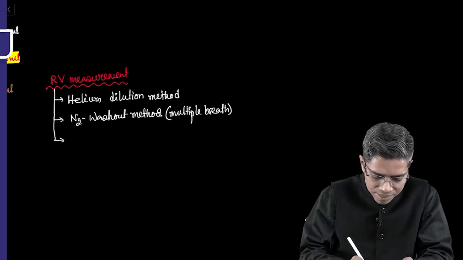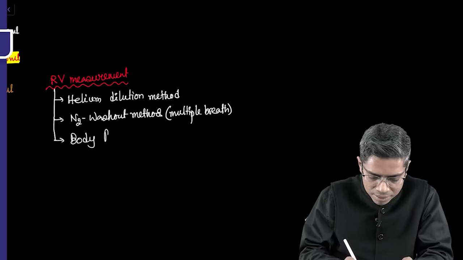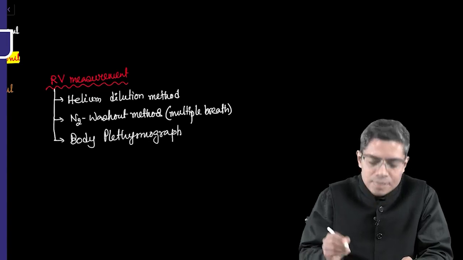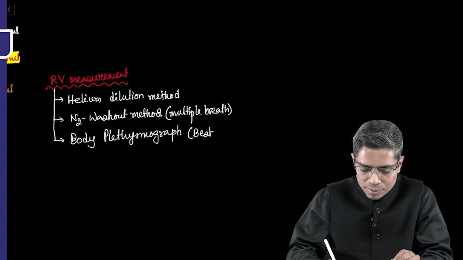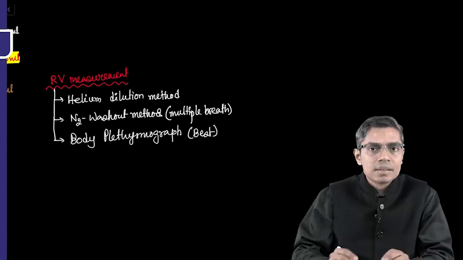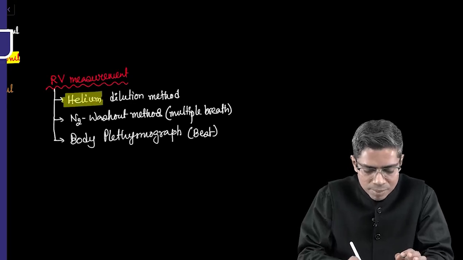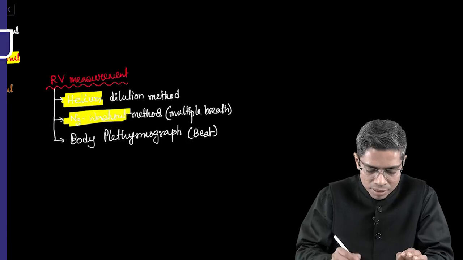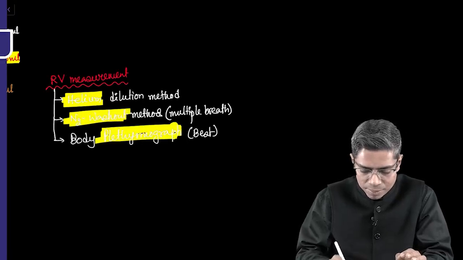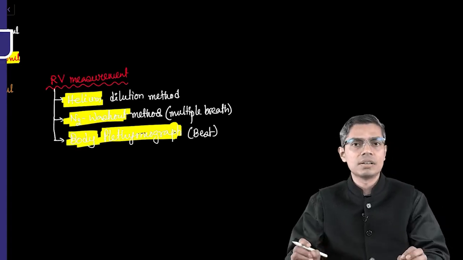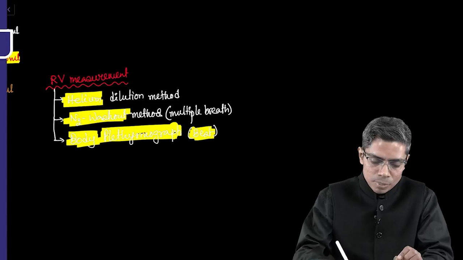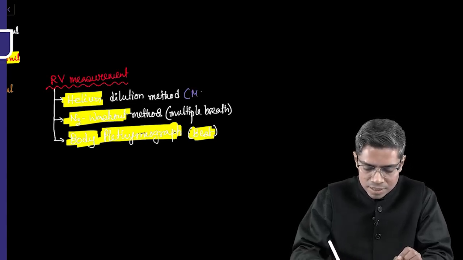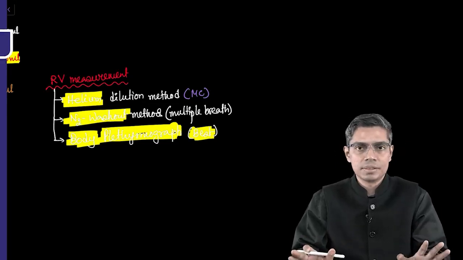And the third method is known as body plethysmography. So this body plethysmography is the best method for measuring the residual volume of lung. So although we are saying that there are 3 methods for residual volume measurement: helium dilution method, nitrogen washout method and whole body plethysmography method. But if I ask you which one is the best method for measuring the residual volume, your answer: body plethysmography. But the most commonly used method is the helium dilution method.